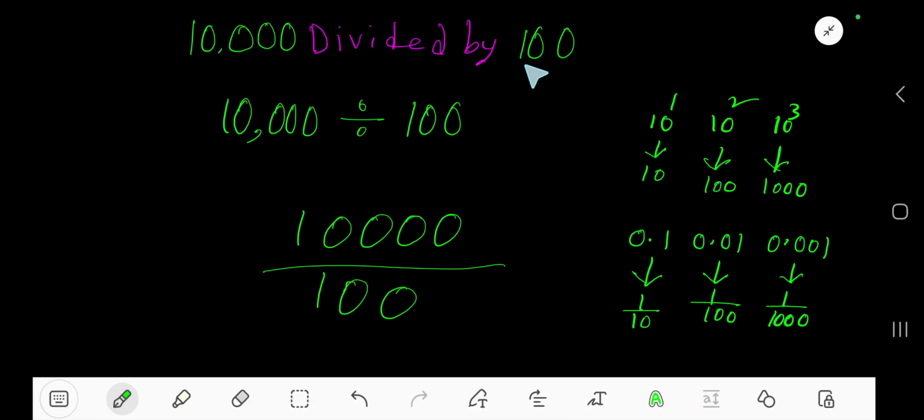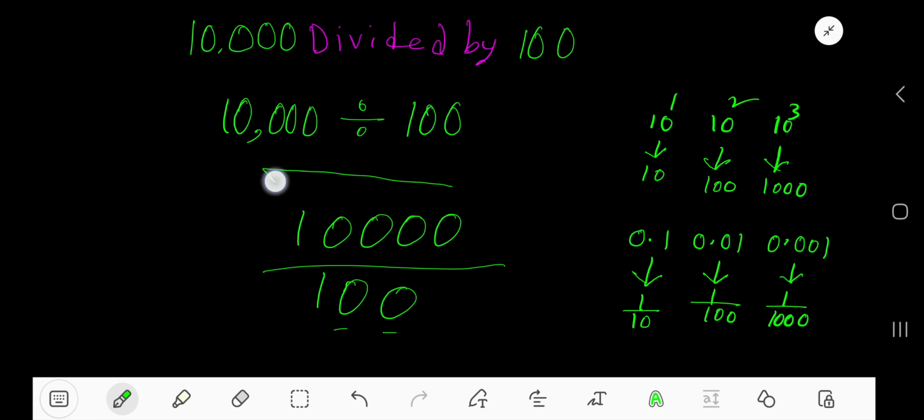10,000 divided by 100. Look, here the denominator is 100. Always look at the denominator. Look, 10, 100, 1,000, these are called powers of 10, right? So if you have any denominator that is a power of 10, then what will you do? Just count the number of zeros. Here the number of zeros is 2.